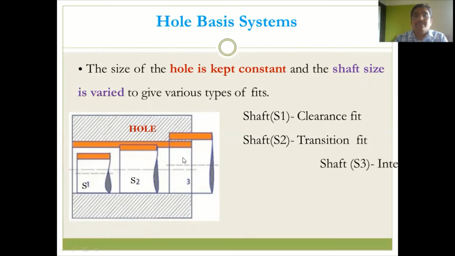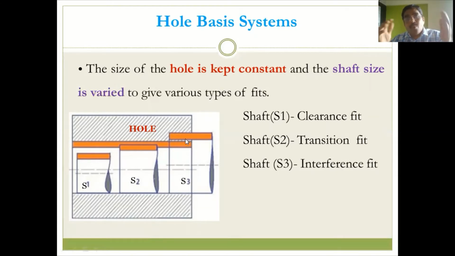In the third case, shaft 3 shows the interference fit. Why is it an interference fit? Because the shaft is slightly greater than the hole. So in this way, the hole is a constant member and we are varying the size of the shaft to get the different types of fits. So that is called the hole basis system.